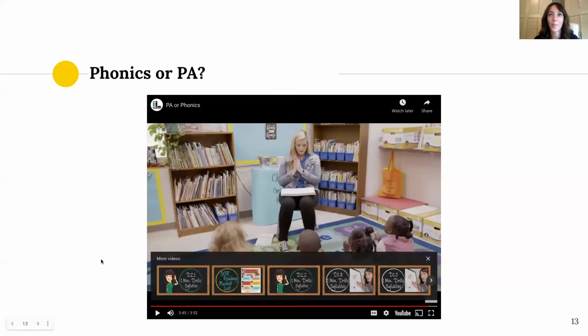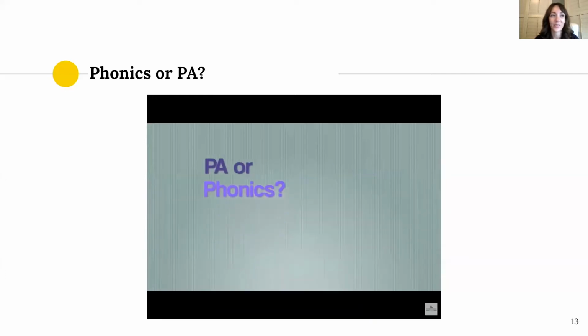Those students are blending syllables, but they don't see the letters that they're blending together. So it is an example of phonological awareness.